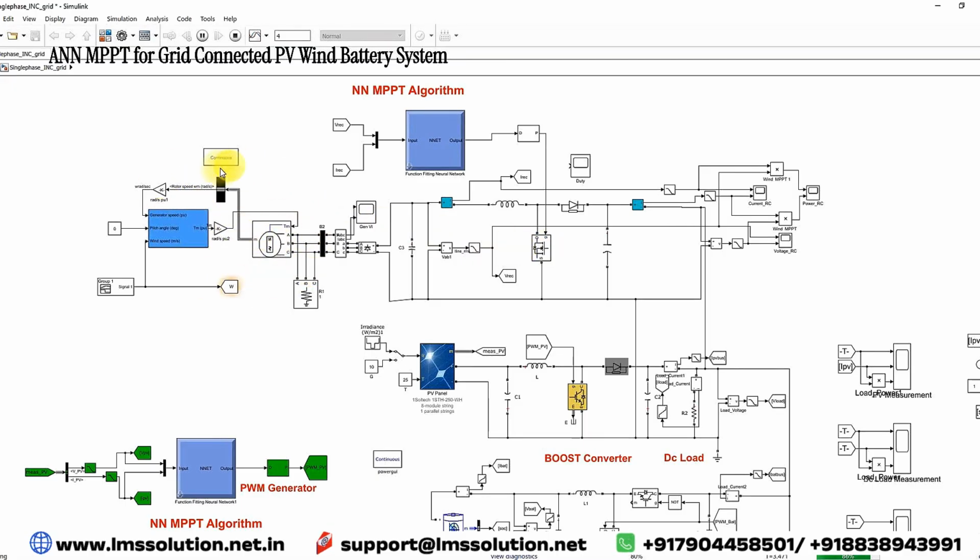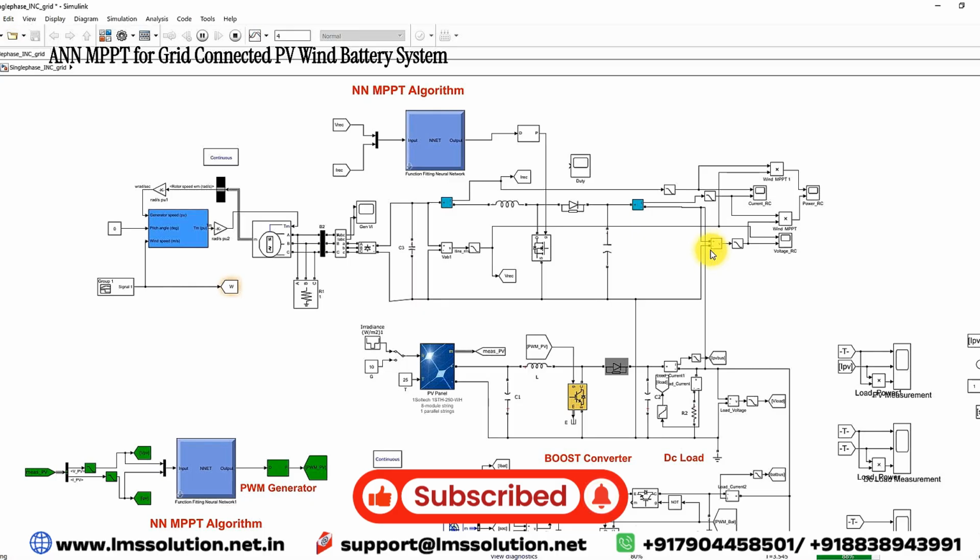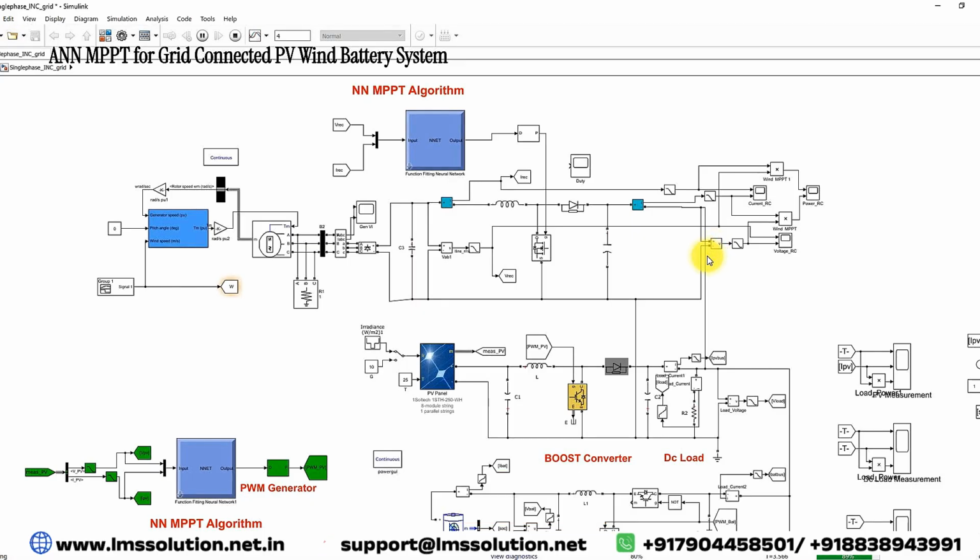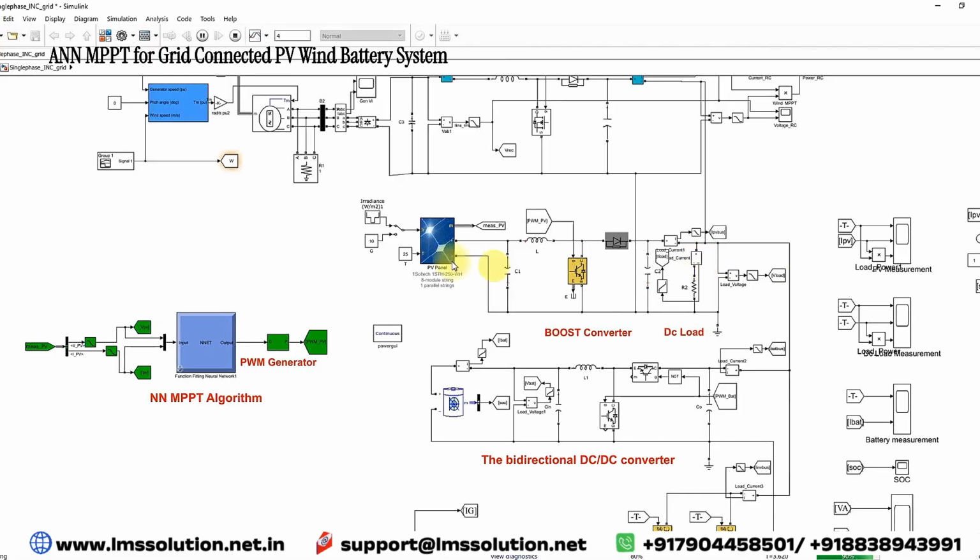The maximum rating of this wind energy system is around 3 kilowatt, and the output of this boost converter is going to be connected to the DC bus. Here we are going to maintain the DC bus voltage equal to 400 volt. Next we are going to see about the solar PV energy system. This solar PV energy system consists of a solar PV panel. This solar PV panel rating is 2000 watts.